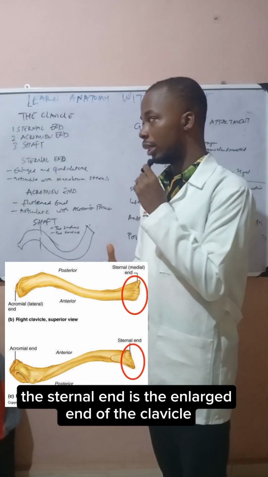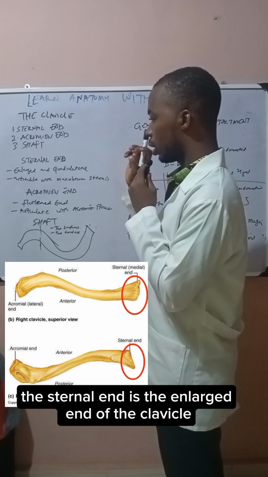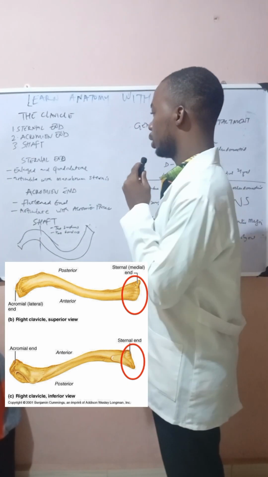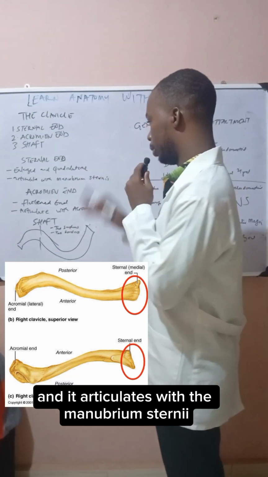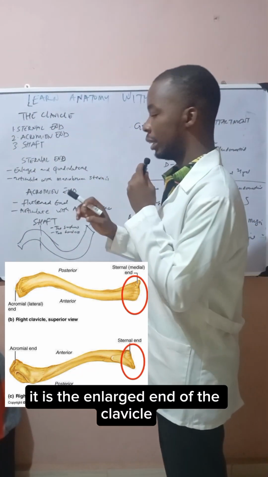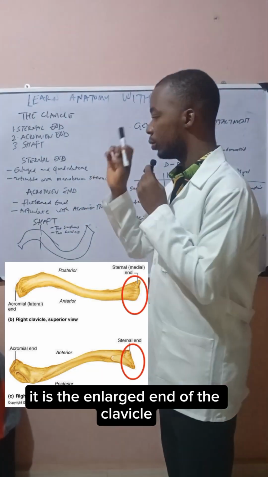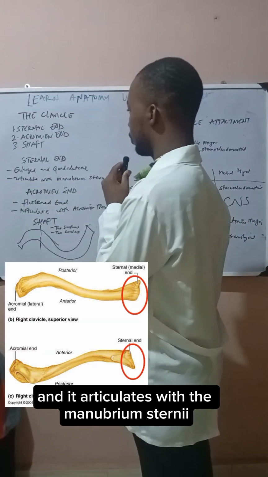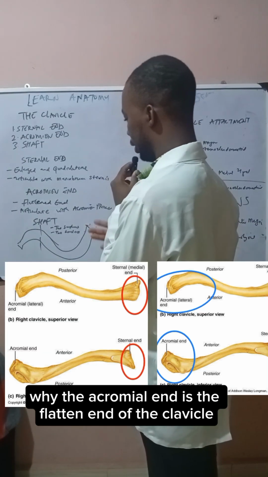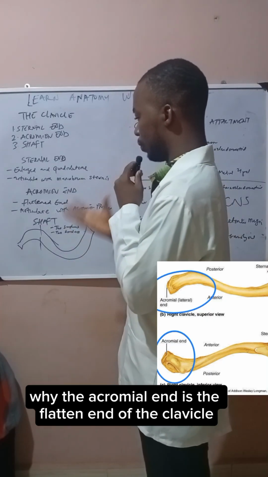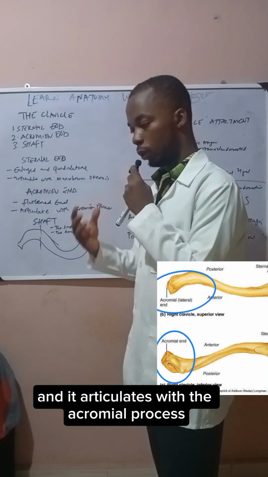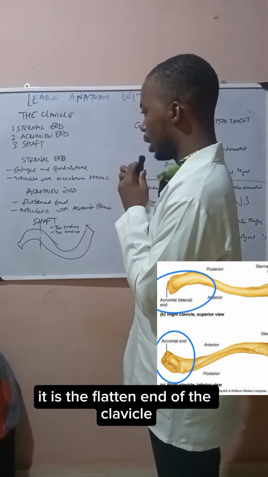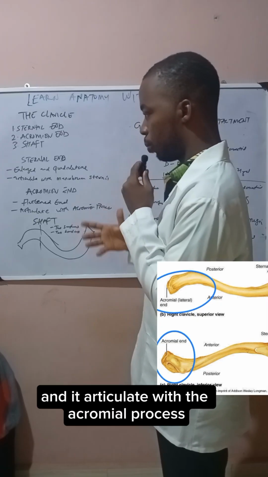The sternal end is the enlarged end of the clavicle. It is quadrilateral in shape and it articulates with the manubrium sterni. While the acromial end is the flattened end of the clavicle and it articulates with the acromial process.